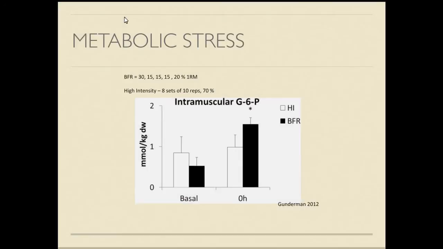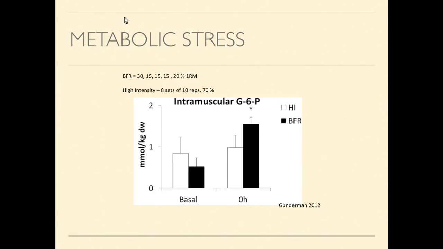If you look at Gundermann's data here, we're looking at basal levels of high-intensity training versus blood flow restriction, and then at the time point after exercise. You see that glucose 6-phosphate is higher in the black, or blood flow restriction, group than the high-intensity group. So that's probably one of the mechanisms mediating this response.